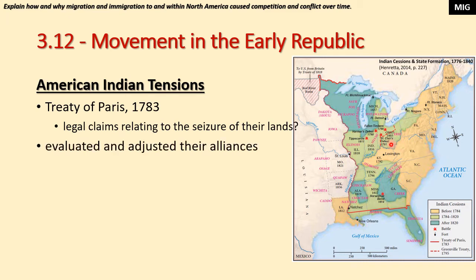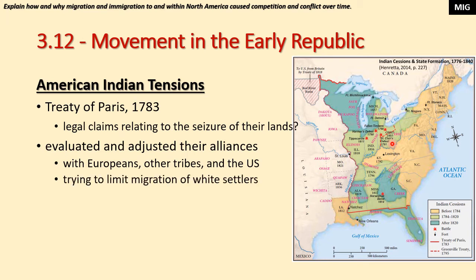Well, as a result of all this, the Native Americans are having to evaluate their alliances and make adjustments for their own survival. They are adjusting their alliances with Europeans, with other Native tribes in the area, and with the United States in particular, with the overall goal of trying to limit migration of white settlers. This is going to be a difficult proposition at best because this is one of the reasons that the revolutionary process got started, was this push of westward expansion.